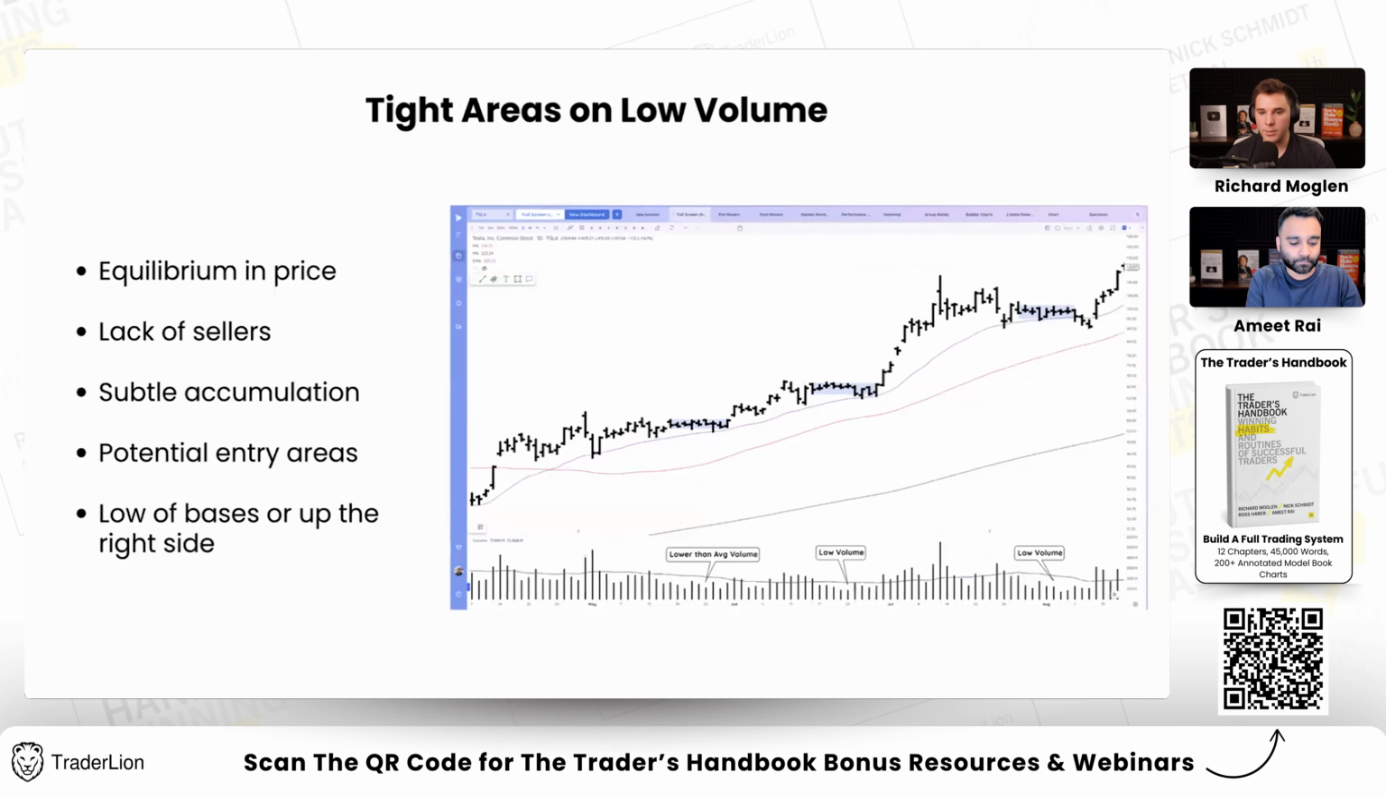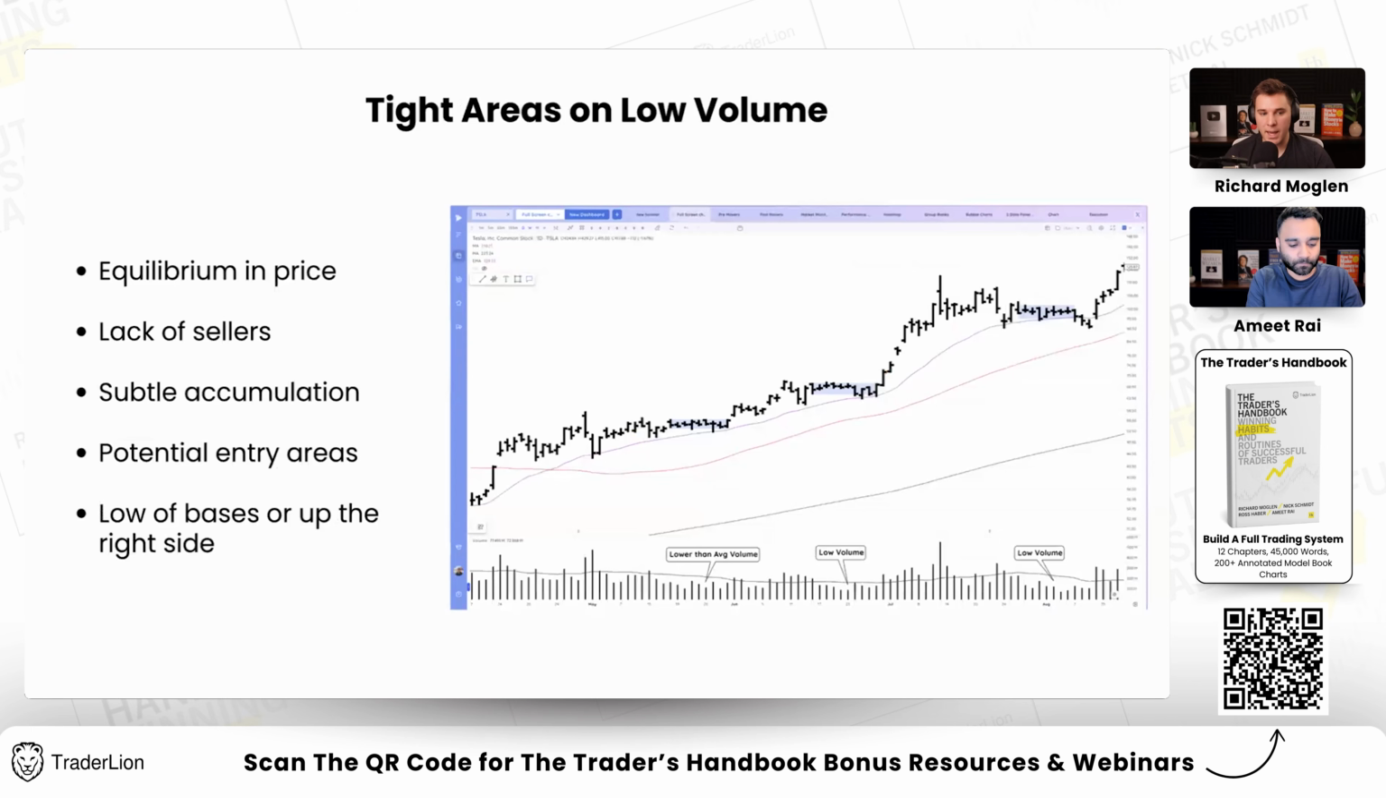Tight areas on low volume, not too much more to say than we've already said, but it basically represents an equilibrium price, lack of sellers, subtle accumulation. There are potential entry areas that we talked about with the range breakouts. We'll discuss more of that in the setups and entry tactics webinar.